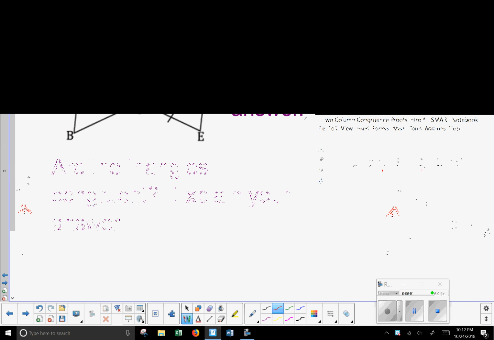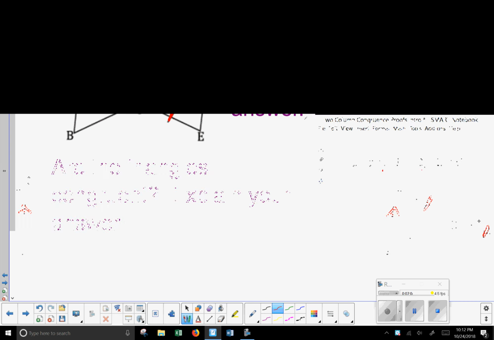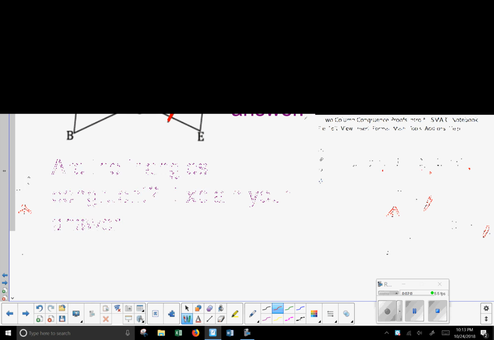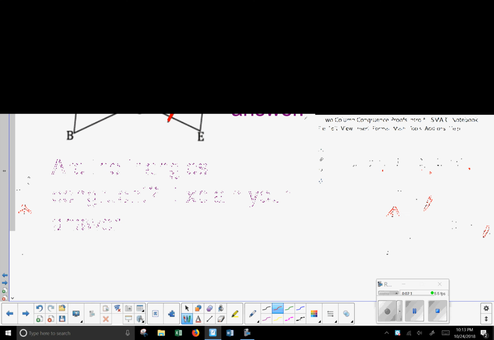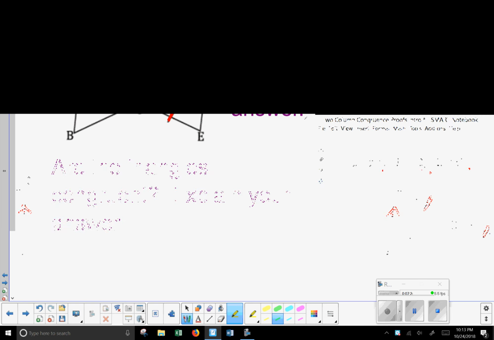What else do I know? Well, I know that segment AC is congruent to segment EC. That was given to me right here. I've now marked my figure based off of my given information. Well, I've got to think, what do I know about parallel lines? If I have parallel lines, there are certain angle relationships that are going to be congruent.